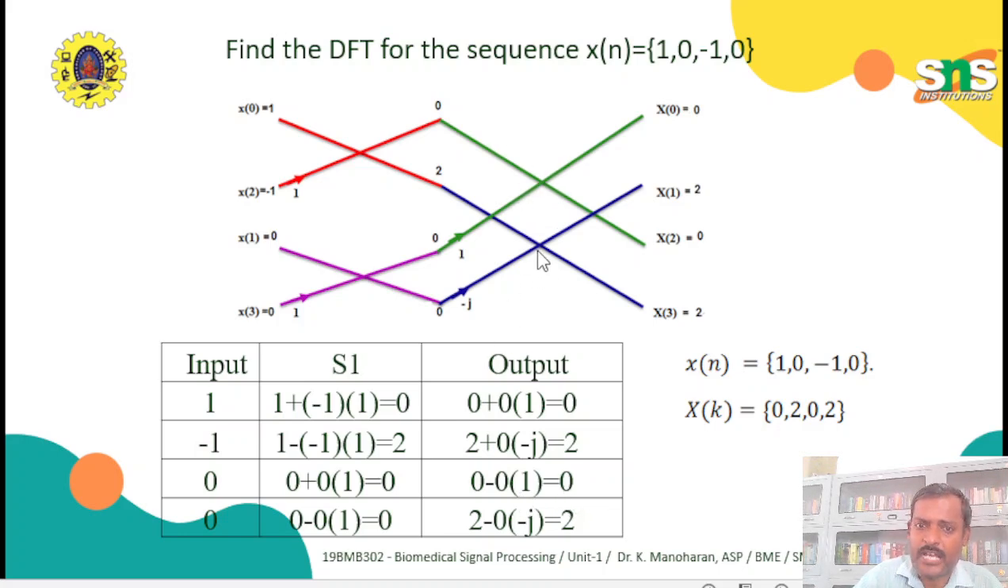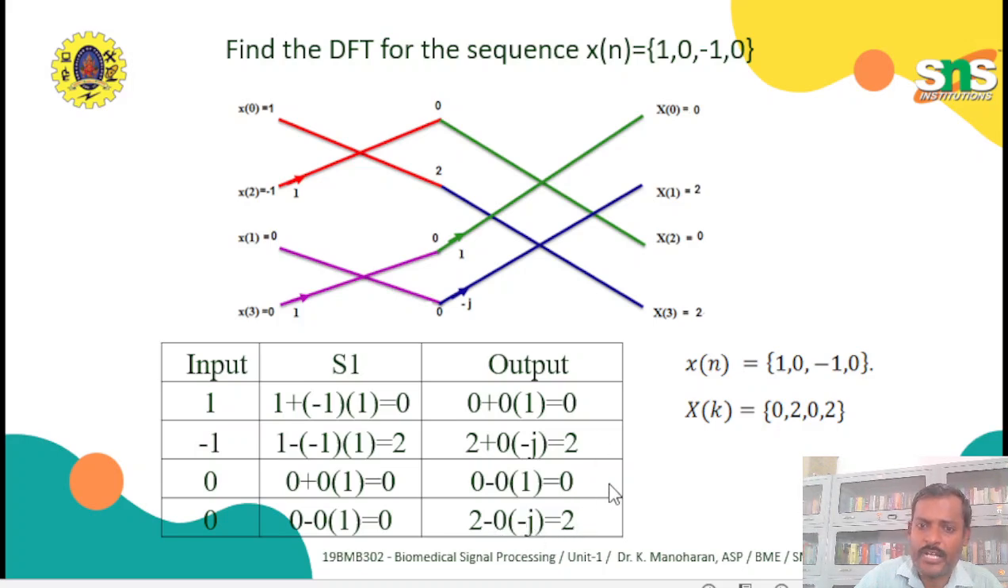Now we take the last butterfly, second stage, second butterfly. One input is 2 and the other input is 0. The 0 should be multiplied with this minus j. This value should be added here and subtracted there. So we take 2 plus 0 into minus j. 0 into minus j will be 0, so 2 plus 0 will be equal to 2. And look at this down leaf. 2 minus 0 into minus j is also 2.